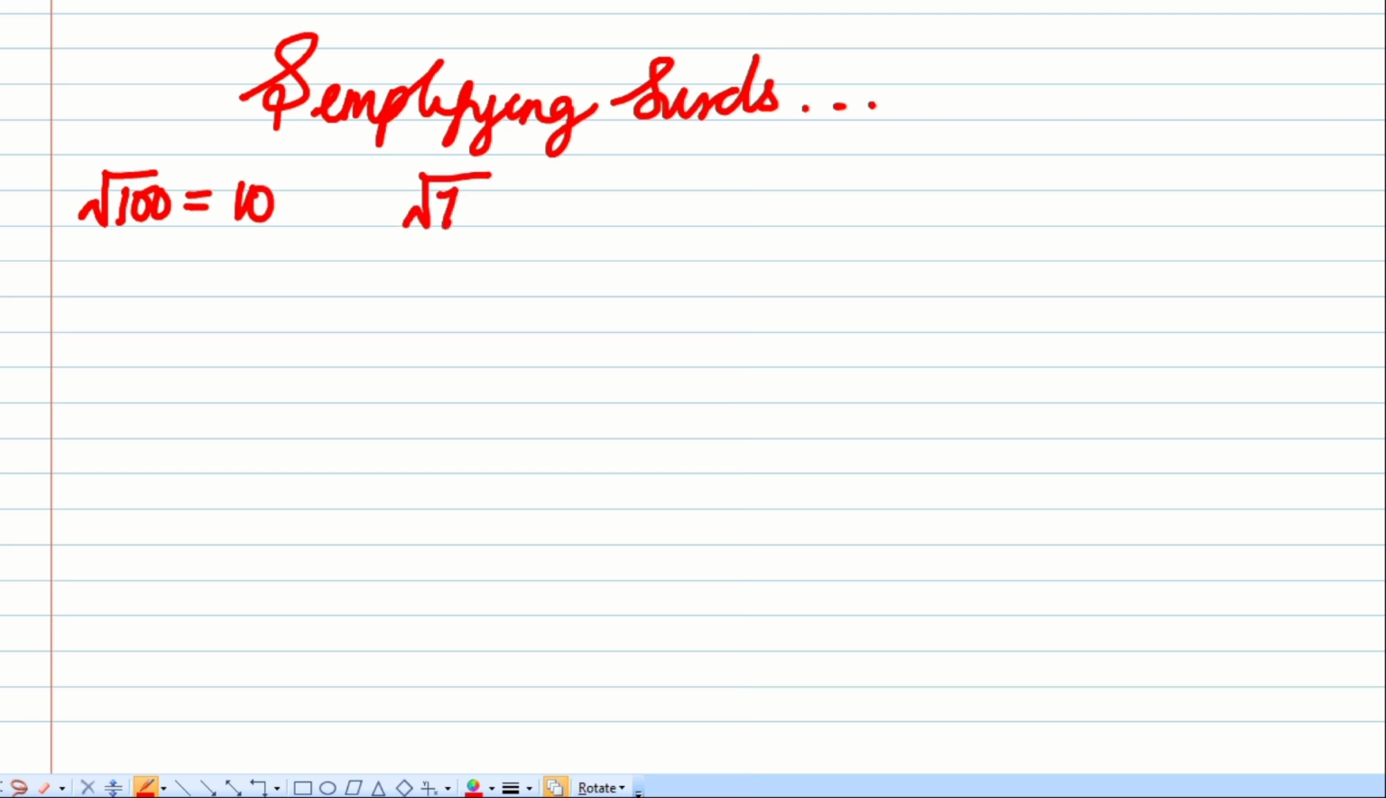Now what if we have the square root of 75? No number will multiply itself to give 75, so we say that 75 is not a perfect square, and therefore, if you use your calculator, you're going to get a decimal answer. Any number that is not a perfect square is regarded as a surd. So the square root of 75 cannot give us a whole number, so we can just leave it as square root of 75, or we can call it root 75. So this is what we call a surd.